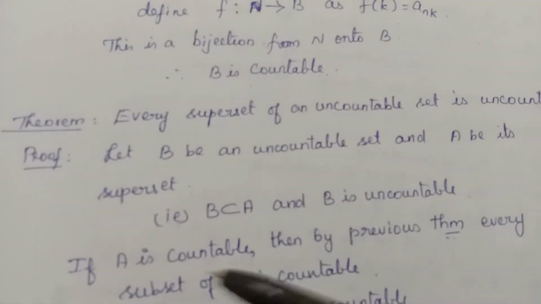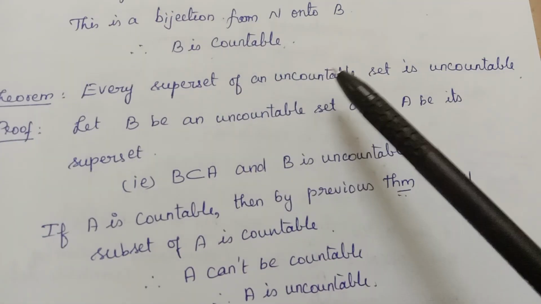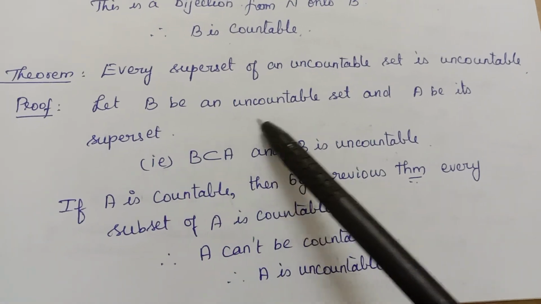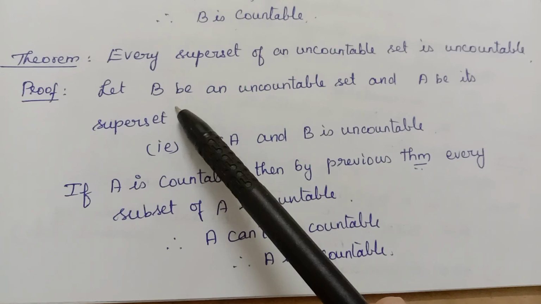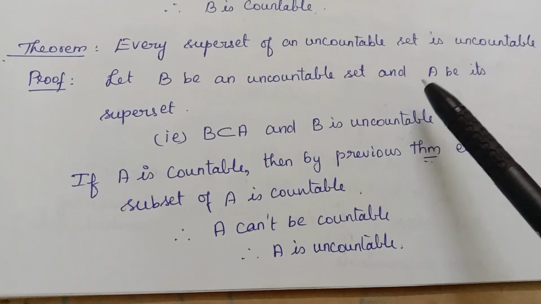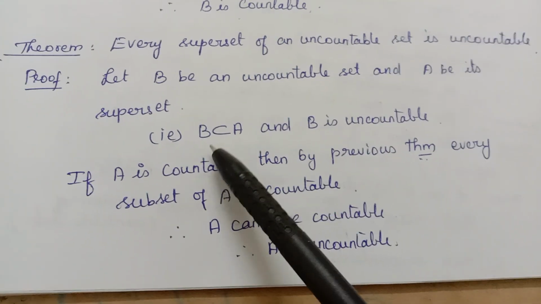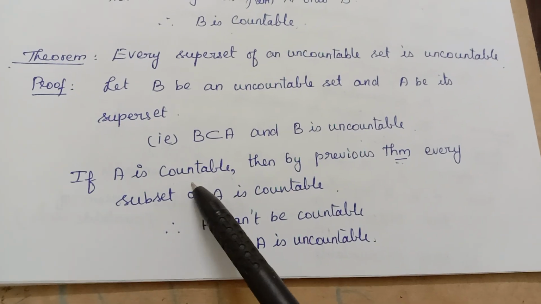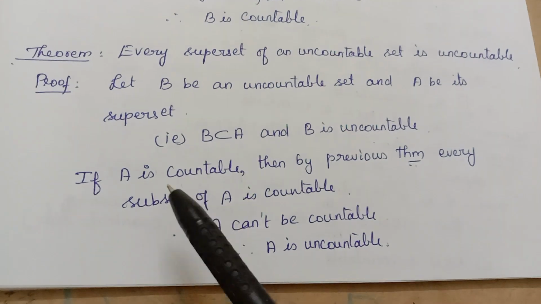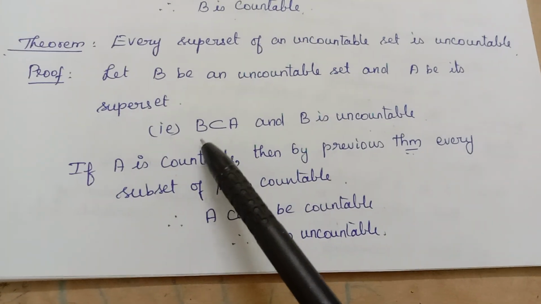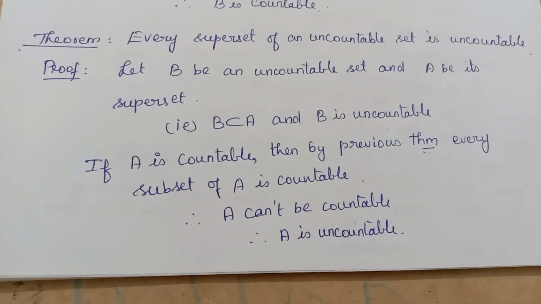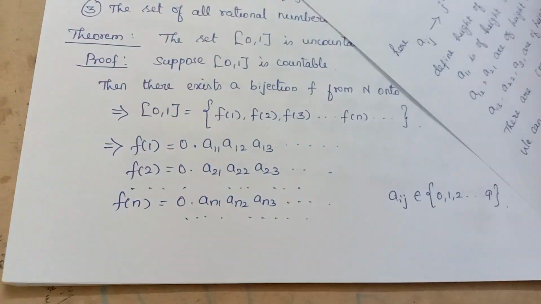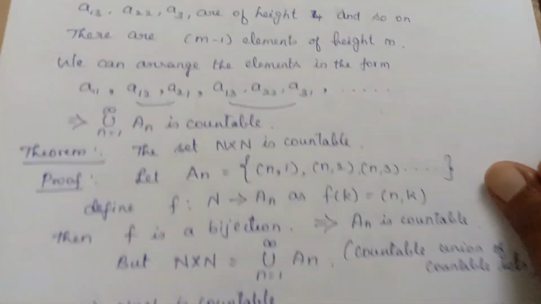Okay. As a corollary for this theorem, every superset of an uncountable set is uncountable. That is, if B is an uncountable subset of A, then A must be uncountable. So for that, see, B is a subset and B is uncountable. Suppose A is countable. If A is countable, from the previous theorem what can you say? Every subset of A is countable, no? But B is uncountable here. Therefore it is not possible. Therefore, what? If a subset is uncountable, then the superset is also uncountable. This is a simple logic only, you can understand.